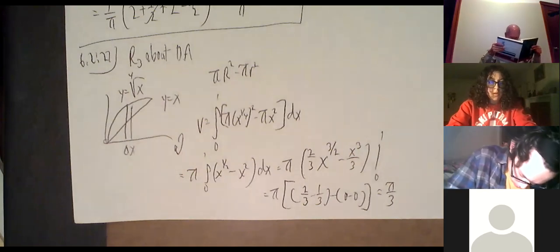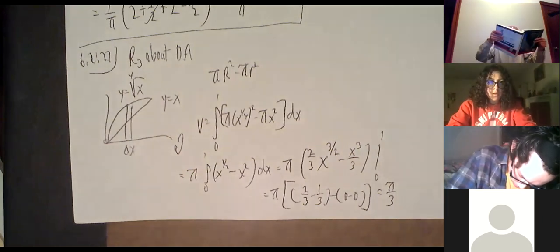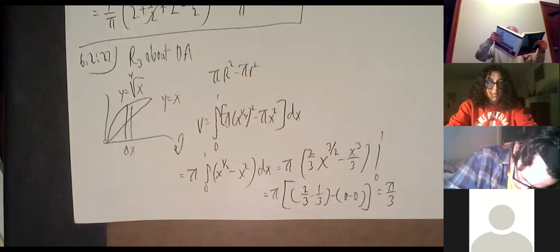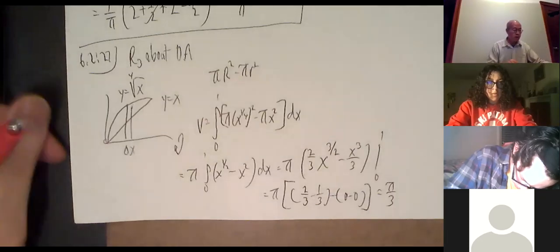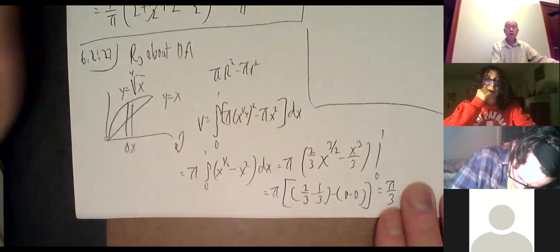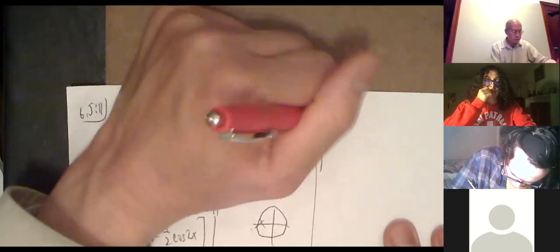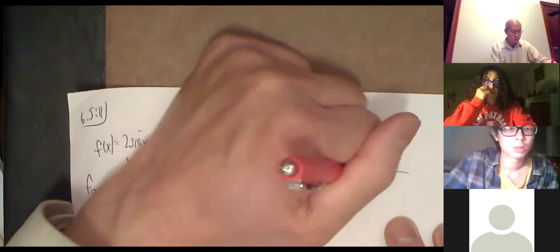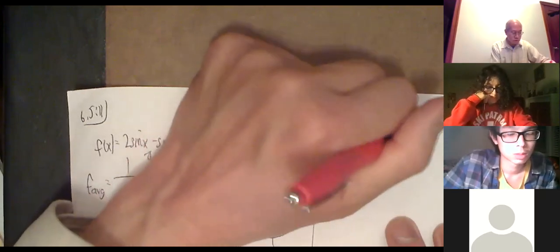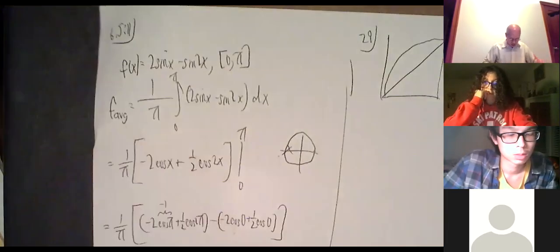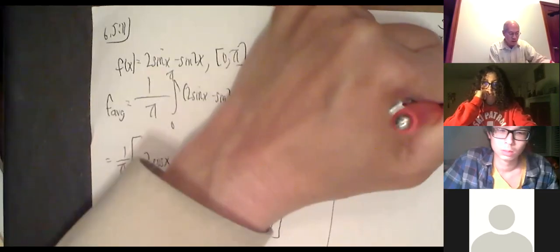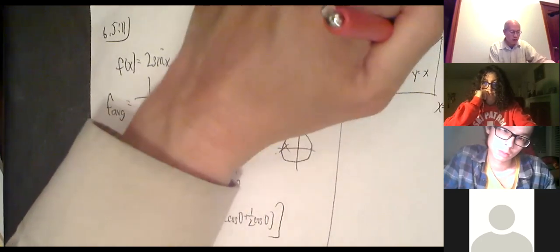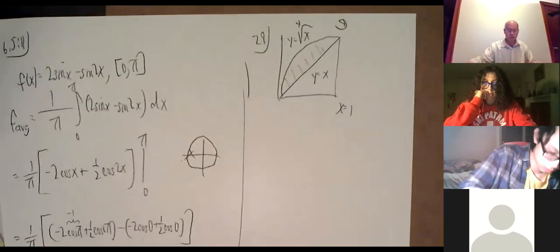Okay, 29 is the same region, but about AB. AB is the line x equals 1. So about AB, we're going here. X equals 1, y equals x, y equals 4th root of x, like that.